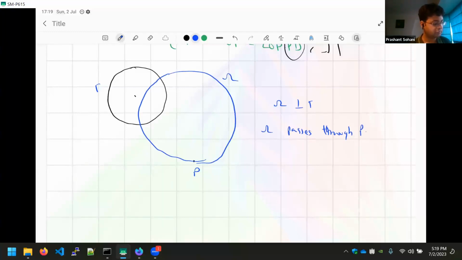And so now this is where we have to realize that actually this condition that omega passes through P can be completely replaced by the condition that omega is orthogonal to that circle of center P and radius 0. So orthogonality with respect to a circle of radius 0 is just saying that that circle passes through that point.